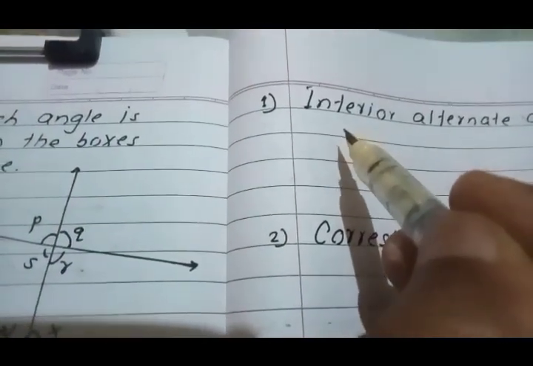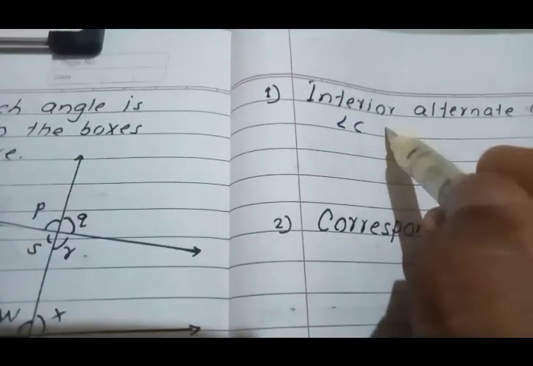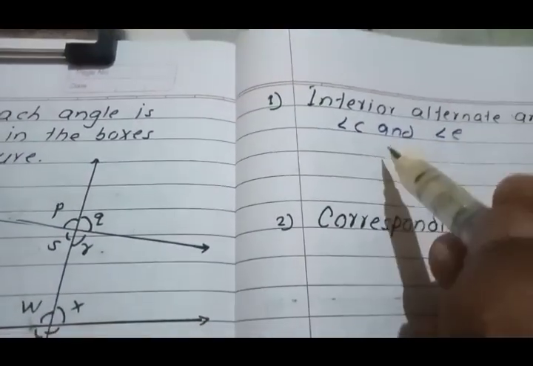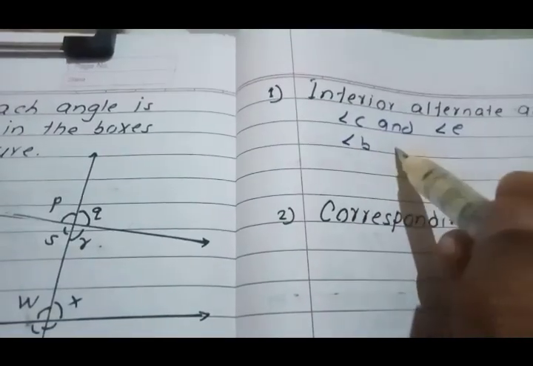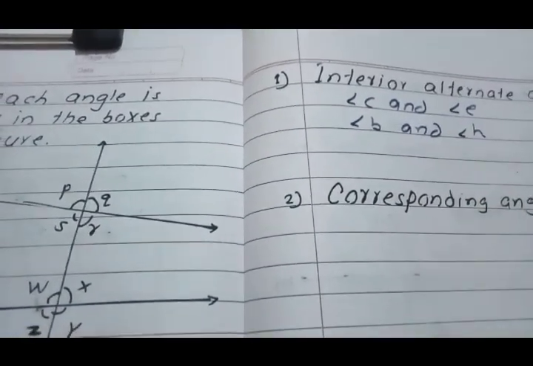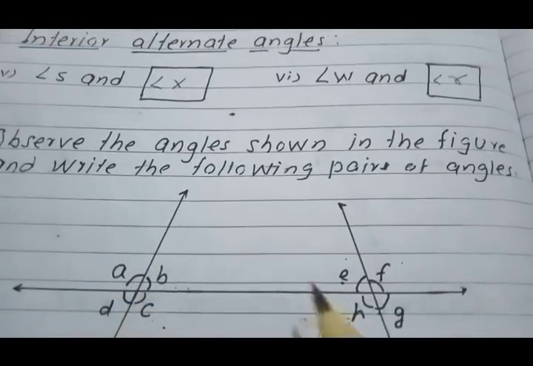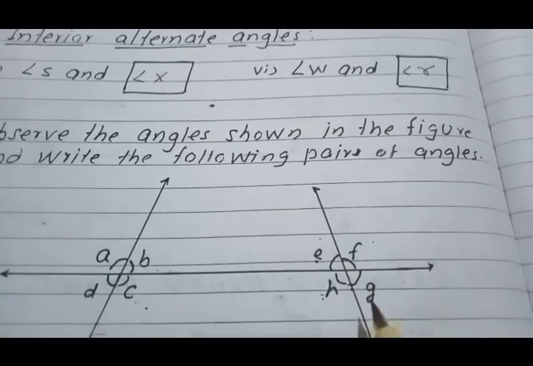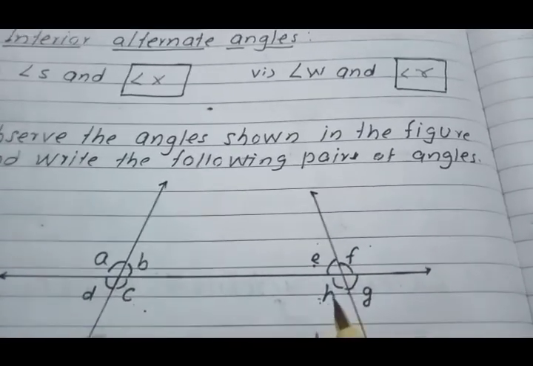Here, angle C and angle E, angle B and angle H. Then corresponding angles: angle A and angle E, angle B and angle F, angle C and angle G, angle D and angle H. Four pairs.